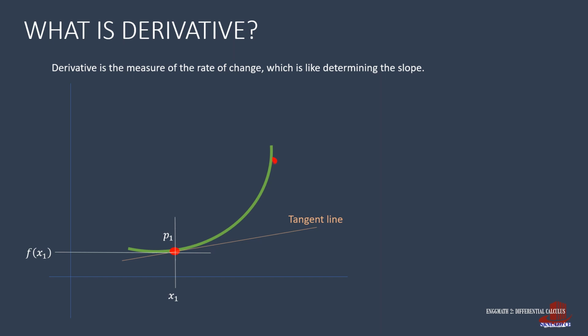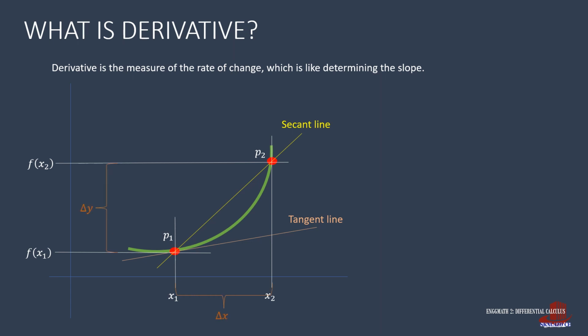So we then mark another point 2 from the curve. This point is really near the first point. Point 2 has an x-coordinate of x sub 2 and y-coordinate of f of x sub 2. Connect the 2 points to create a secant line.